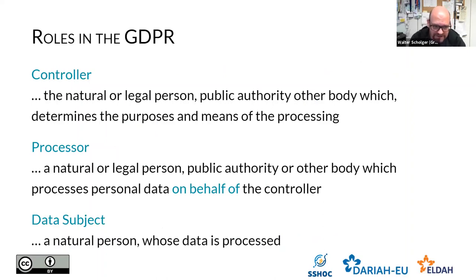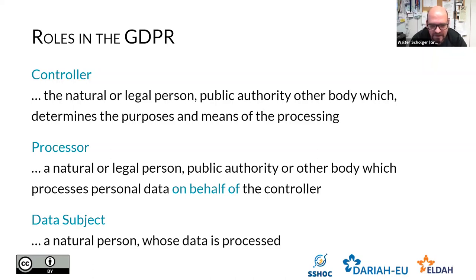The GDPR defines three distinct roles in the data processing process. And these roles you will encounter again when you're using our consent form wizard and play around with it in the second part of our workshop. And that's why I mention them here. So the three roles are controller, processor, and data subject. The controller is the natural or legal person, so it could be a research institution, university, etc., which determines the purposes and the means of the processing. And that's really the responsible party. The processor might be a natural or legal person which does the processing, but on behalf of the controller, so it's outsourced.